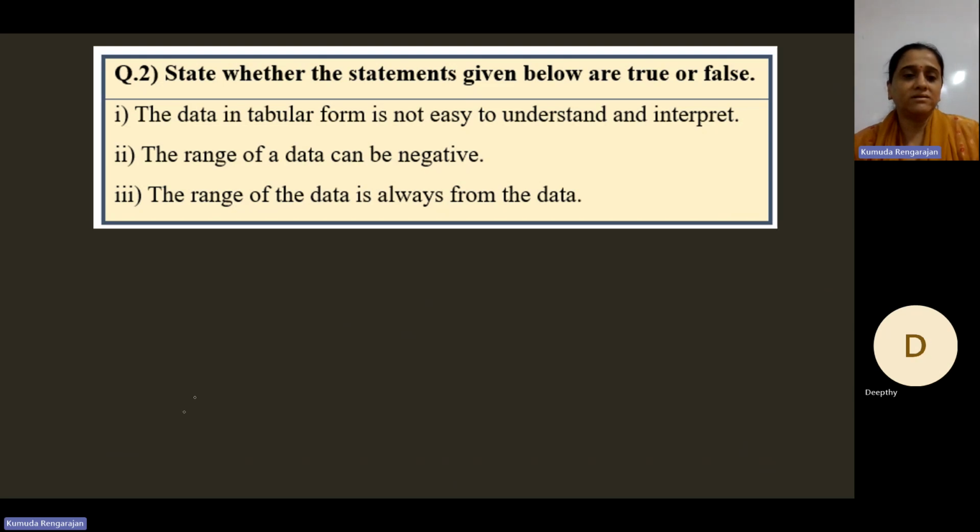The data in tabular form is not easy to understand and interpret. Okay, so I'll tell you. Now, data is actually a set of numbers. You tabulate it for better understanding, analysis, and interpretation.